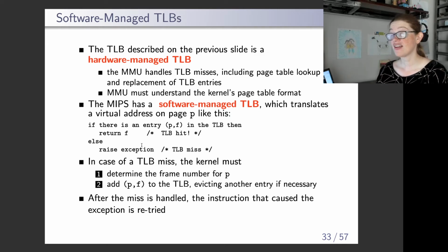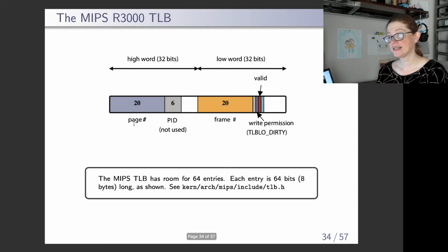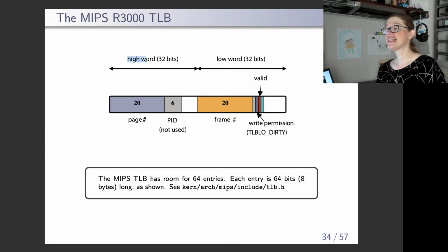All right, now, does that really help? Yes, it does. What does our MIPS TLB entry look like? So first off, our MIPS TLB is actually relatively small. It can only hold 64 entries. Each of those entries is 64 bits in length. It's actually 2 words. And the format is as follows.